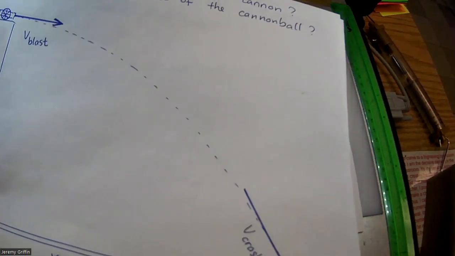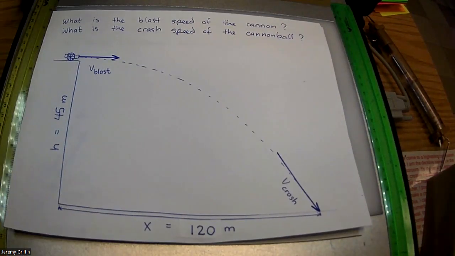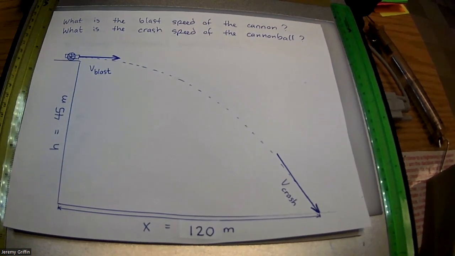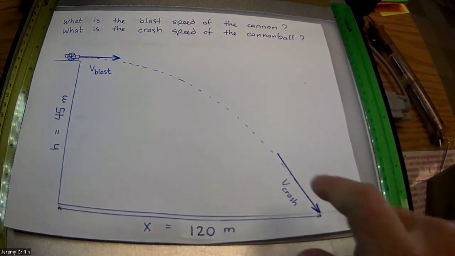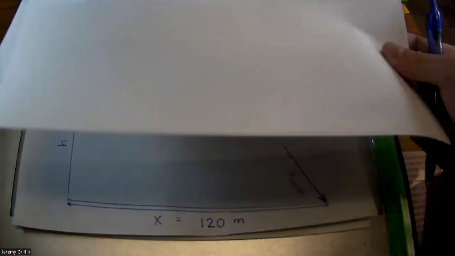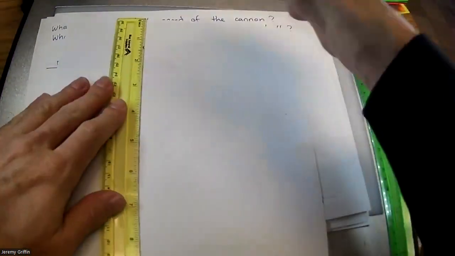All right, let's get rolling. All right, so you guys remember this page here? Let's make some graphs related to this scenario. So cannon, top of a cliff, fire straight out. Let's do 3 graphs. Yeah, let's do 3 graphs. Okay.